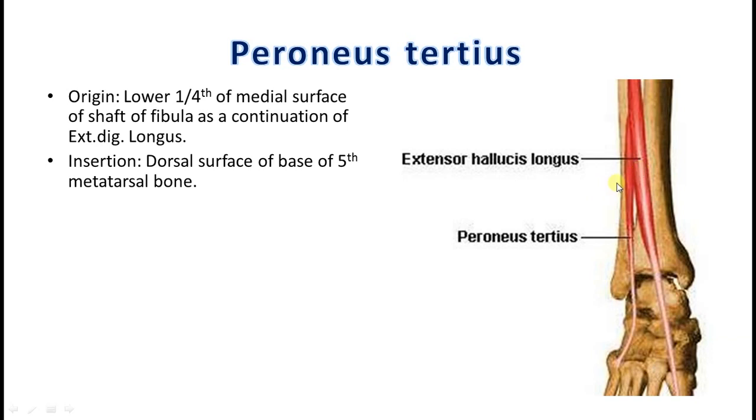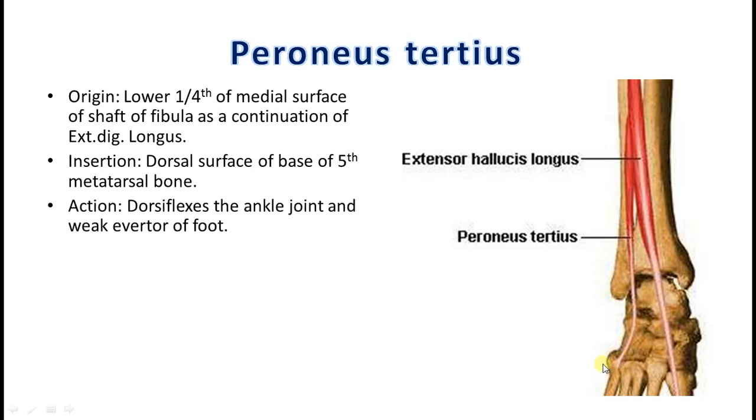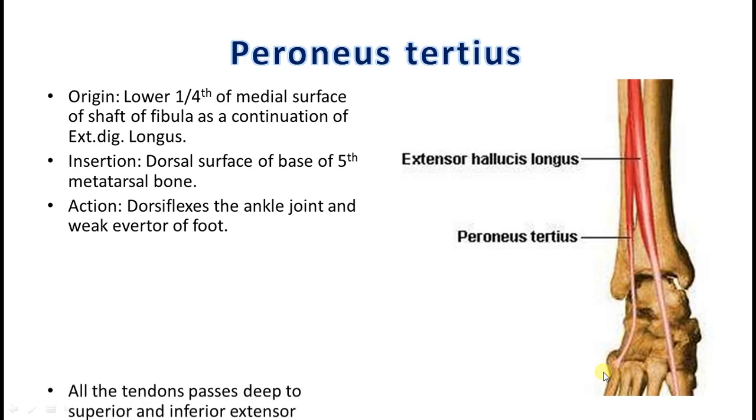It is inserted into the dorsal surface of the fifth metatarsal bone. Its actions are dorsiflexion of the ankle and a weak everter of the foot. Peroneus longus and brevis are the only strong everters of the foot. This Peroneus tertius is a weak everter of the foot. You are able to understand.